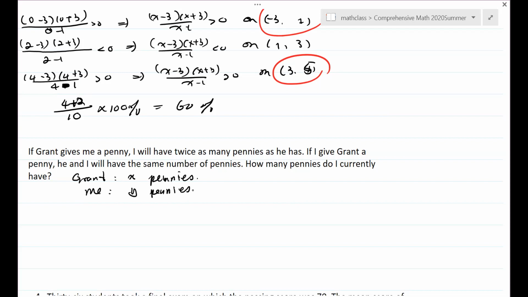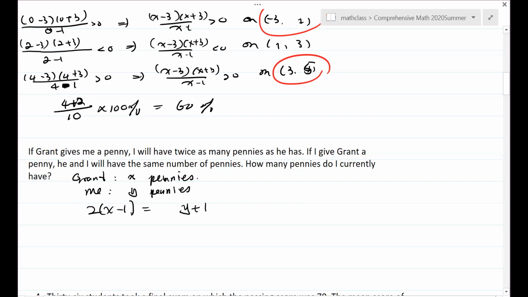All right, the first sentence: I will have twice as many pennies as he has. If Grant gives me a penny, Grant is going to lose 1 penny, and I'm going to get 1 penny. So now I'm going to have twice as many pennies as Grant has. That's the first equation.